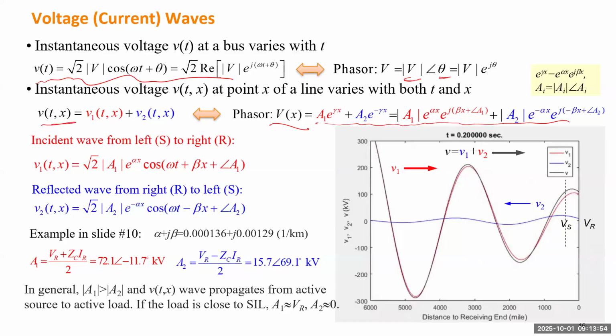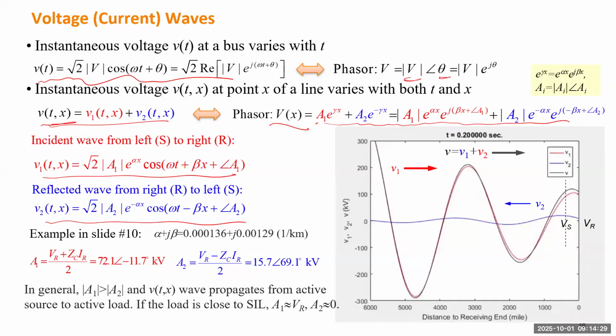So when we describe any continuous variable changing with x and t, very likely this variable can be represented by some wave function, which is also true for this case. So we construct these functions which have two components. The first component's moving direction is from left to right, from the sending end to the receiving end. The other function is a wave moving from the right to the left.